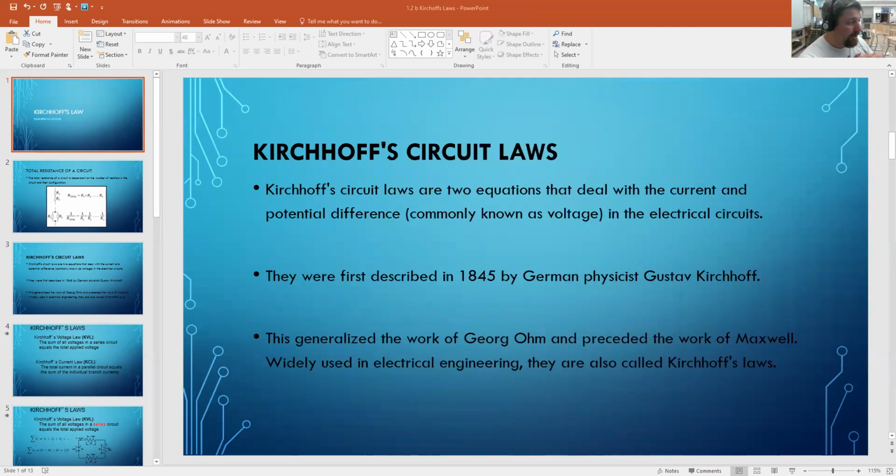Now, Kirchhoff's law comes from a gentleman in 1845. His name was Gustav Kirchhoff. He created two laws, one called Kirchhoff's current law and one called Kirchhoff's voltage law. He took what Ohm did and added on to it. Later, a gentleman by the name of Maxwell, who's basically the father of electricity, took the work of Ohm and Kirchhoff and others and combined it to make the laws that we know today.